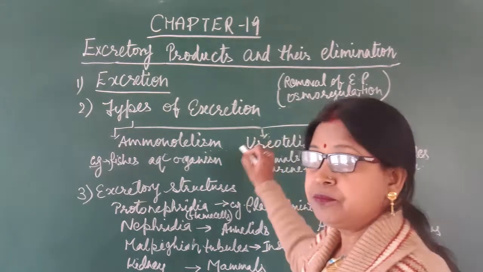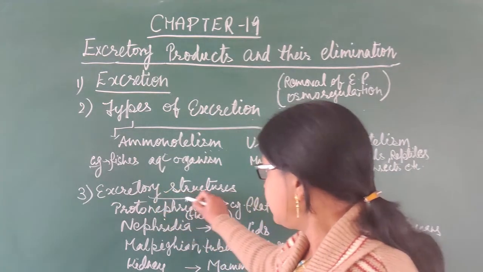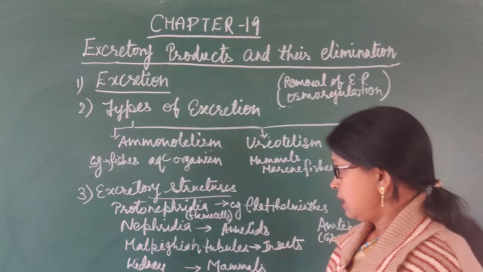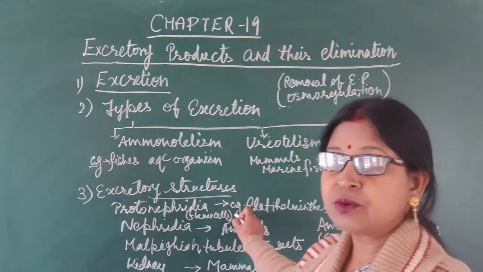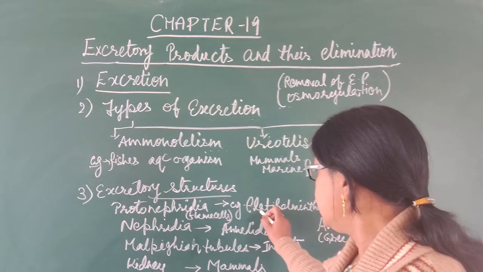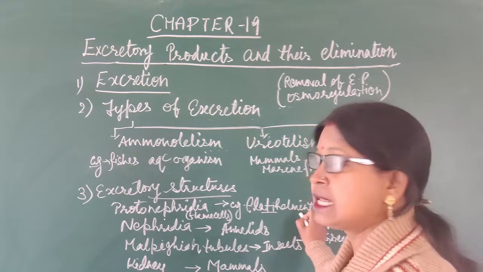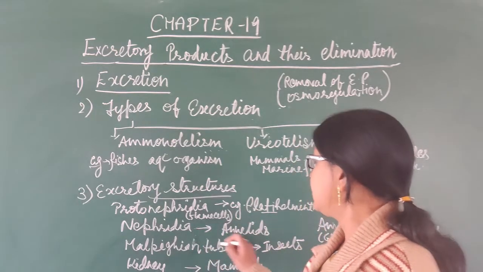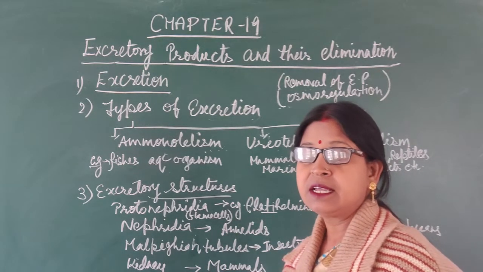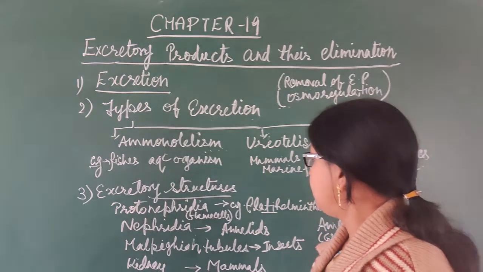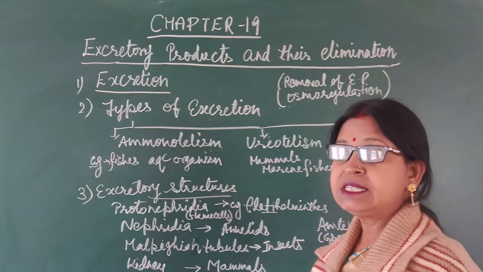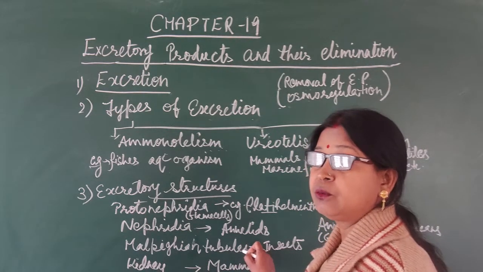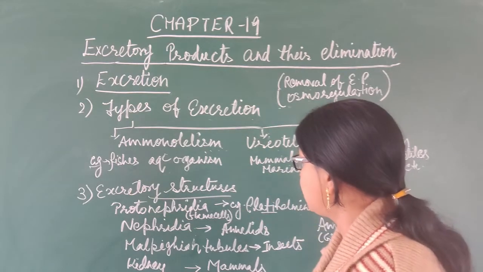Now different excretory structures are present in different groups of organisms, like protonephridia, which are also known as flame cells, and platyhelminthes like flatworms exhibit this. Then nephridia are present in annelids, that is earthworm etc. Then Malpighian tubules are present in insects, as organs for the elimination of excretory products.